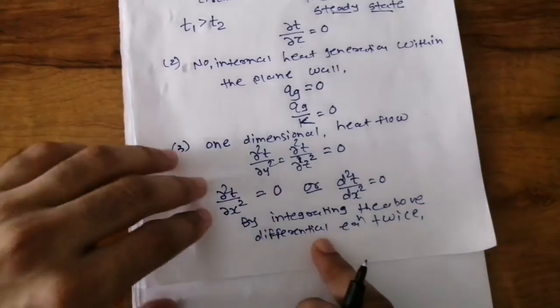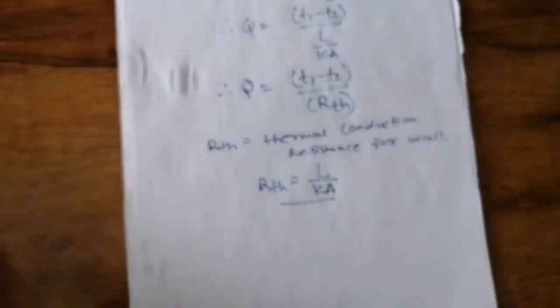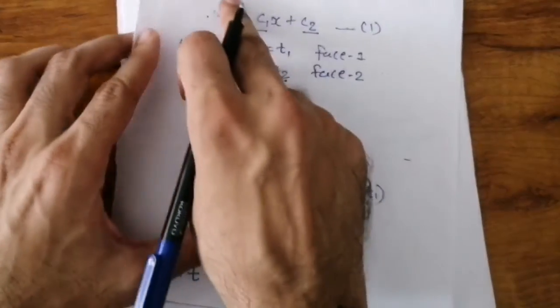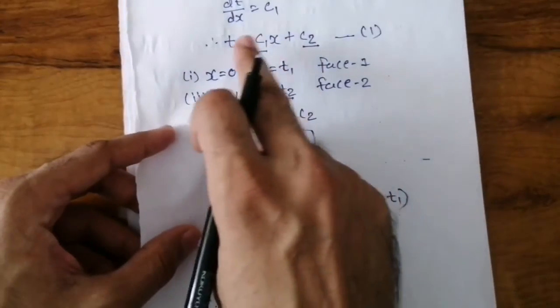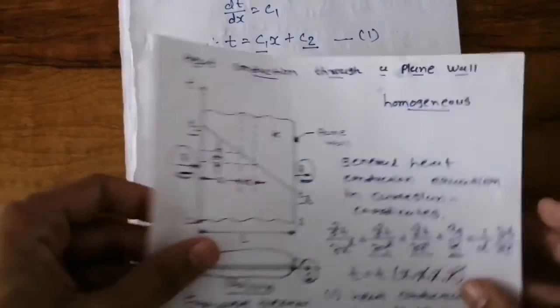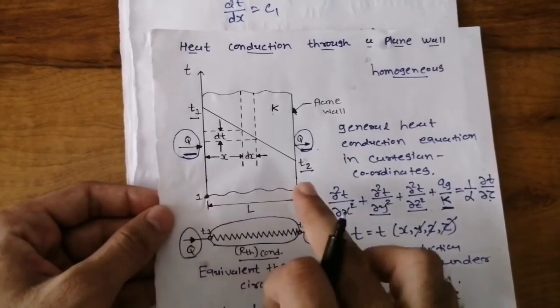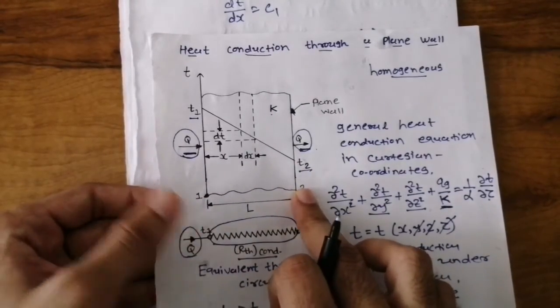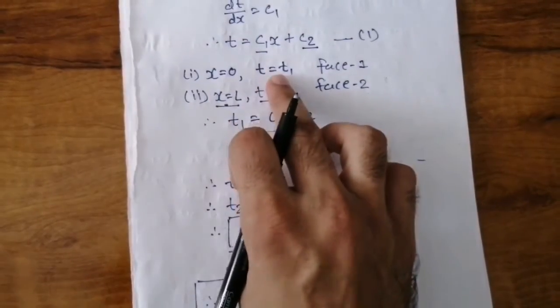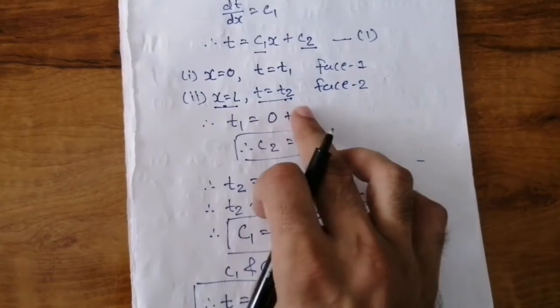After the integration we get this equation. The first integration gives dT by dx is equal to C1. Then the second integration is considered. After that we consider the two boundary conditions, the first for face 1 and the second for face 2. For face 1, the boundary condition is x is equal to 0, T is equal to T1. For face 2, the boundary condition is x is equal to L, T is equal to T2.